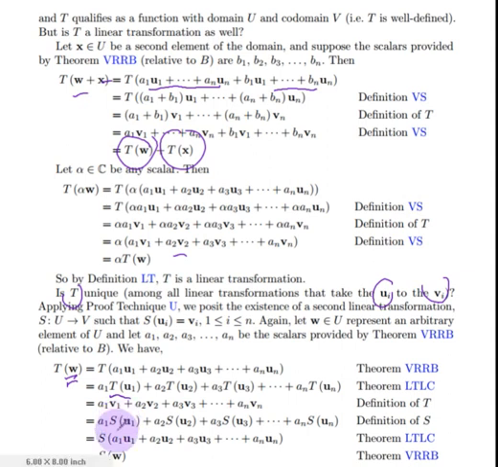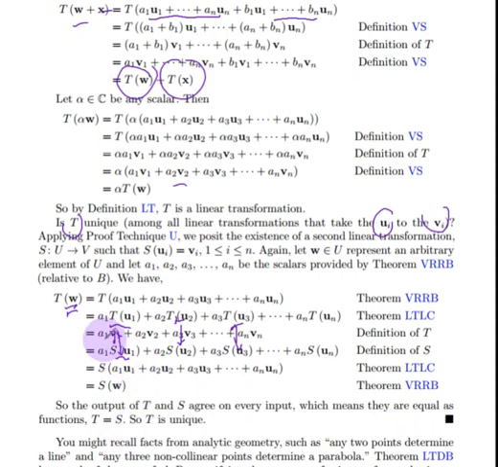But if T and S agree on the basis vectors, then I can reconstruct T of the original vector and S of the original vector from the action of T and S on the basis vectors. If they agree on the basis vectors, they have to agree on any vector.